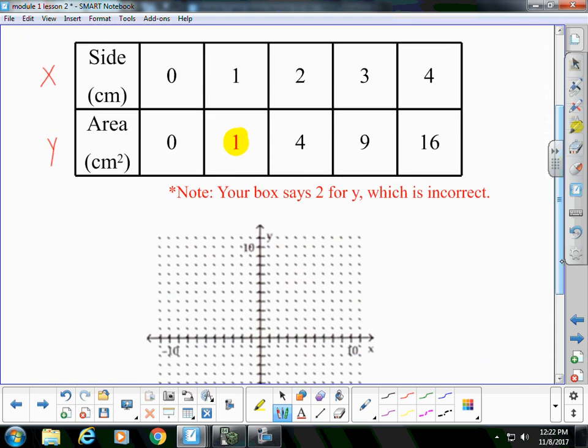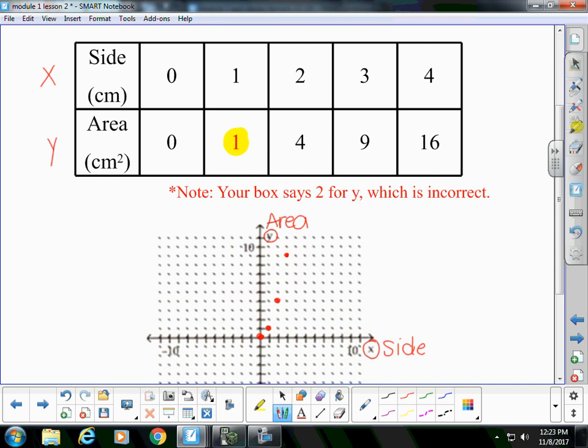Okay, so on the x-axis, we're going to plot the side values, and on the y-axis, we're going to be plotting the area. So let's plot these points. We've got the point 0, 0, and then the point 1, 1, 2, 4, so that's over 2, up 4, 3, 9, so that's over 3, up 9.